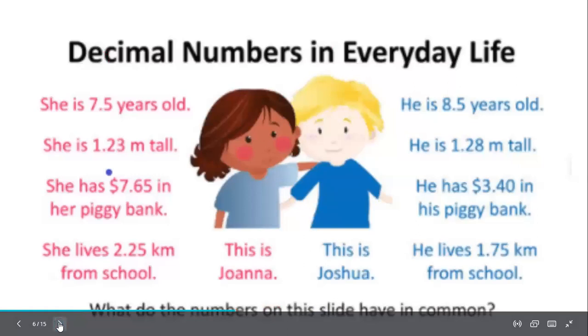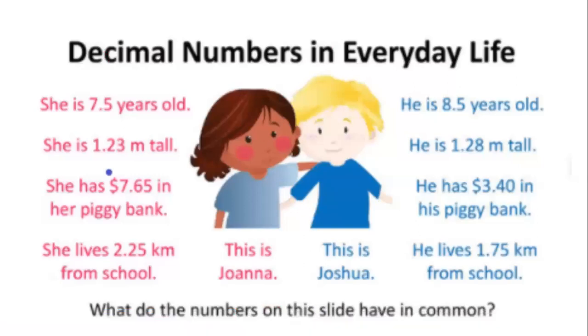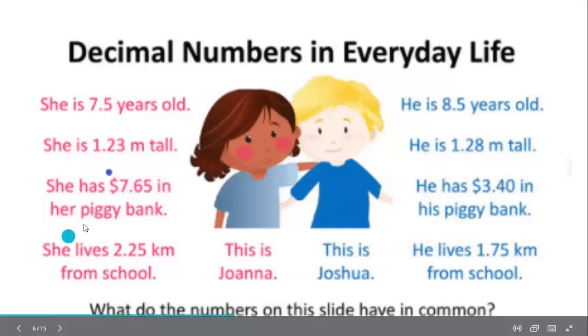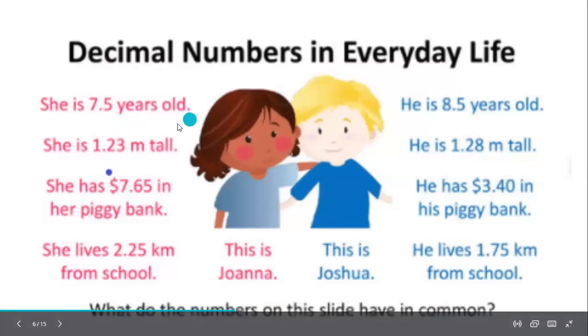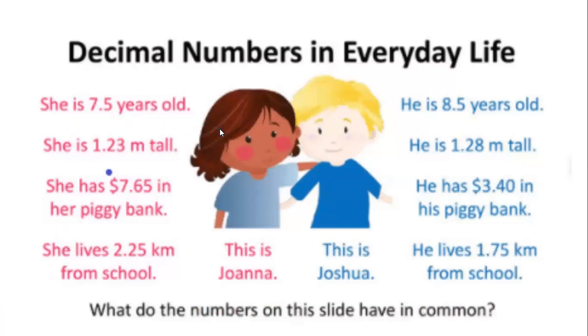So where do we use decimal numbers in everyday life? For example, you may say your age, right? It is 6 years, 3 months, which can be represented as 6.3. In the same way, here she is 7.5 years old. And then here she is 1.23 meters tall. So all these things we have already come across in our daily life.